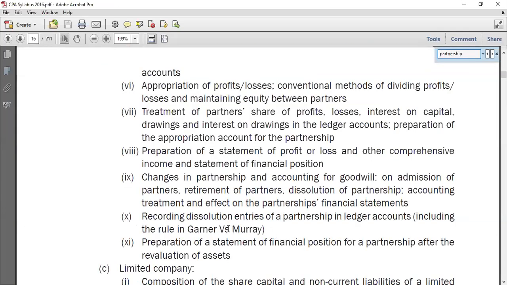So we have this rule of Garner versus Murray. You find that here, the examiner has not gone ahead to say that you should use the rule of Garner and Murray, but in some questions, the examiner may want to bring that in, okay? But in this case, the examiner has left it open, so yours is to make sure that you understand what this rule actually says.